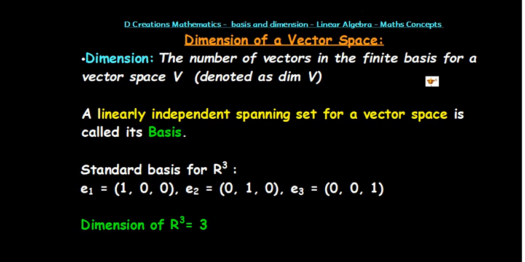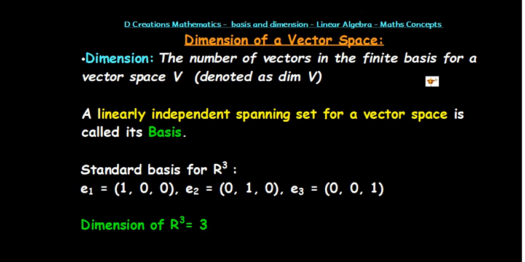In the recent episodes, we have been talking about the broad topic of linear algebra. The last two episodes were devoted to the concept of basis. In one of the episodes we had seen what a basis is, and in the next episode we had seen different examples. So now we know that a linearly independent spanning set for a vector space is called its basis.